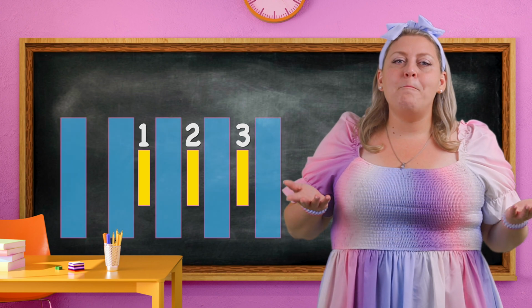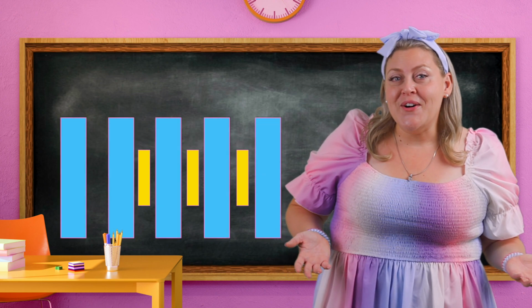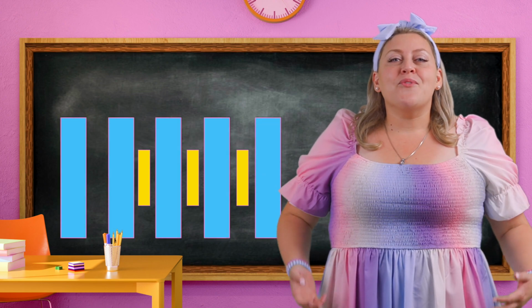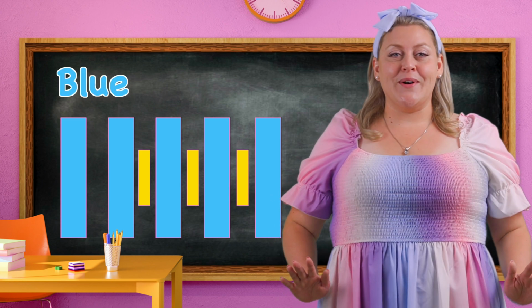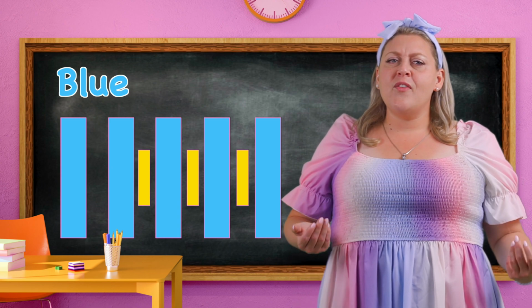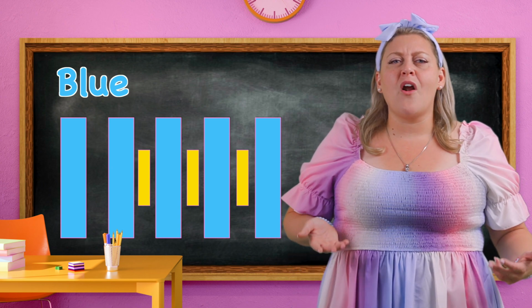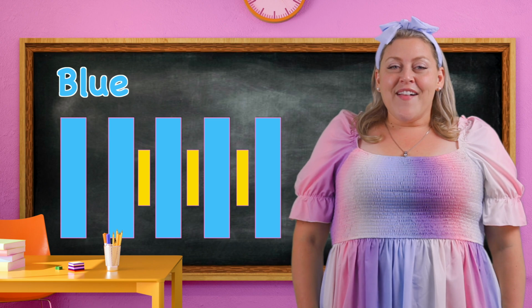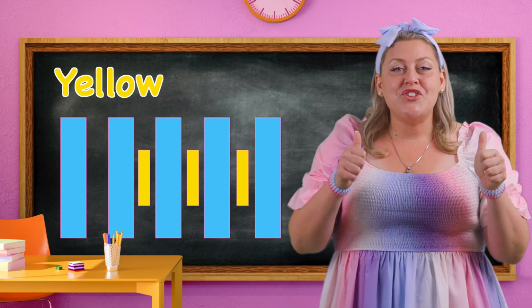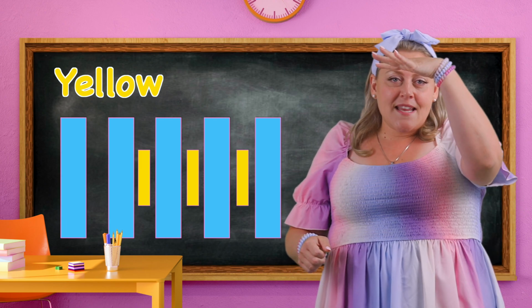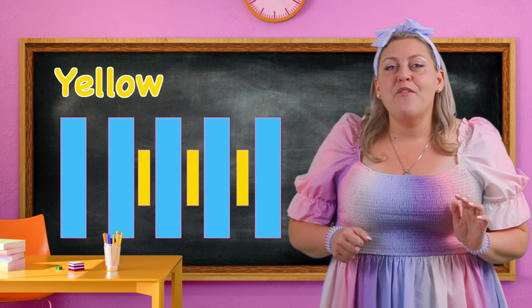What color are the big rectangles? Do you know? That's right. The big rectangles are blue. What about the small rectangles? What color are they? That's right. The small rectangles are yellow. Good job. Let's take a look around and see if we can find any more rectangles.